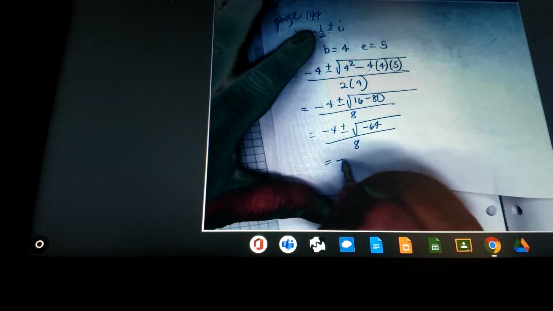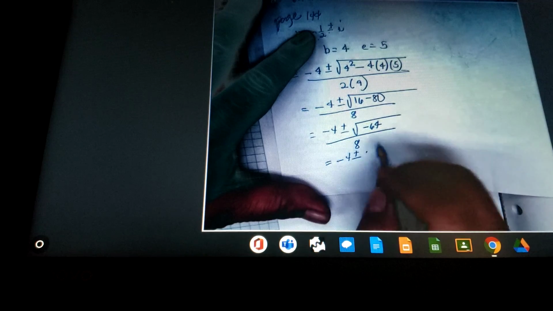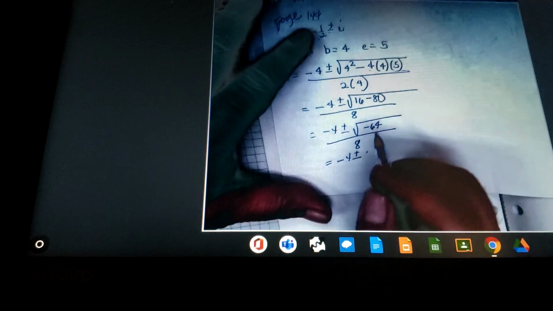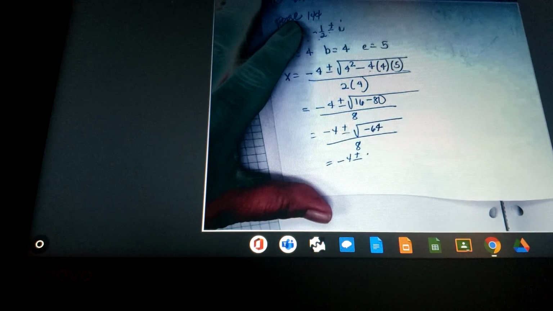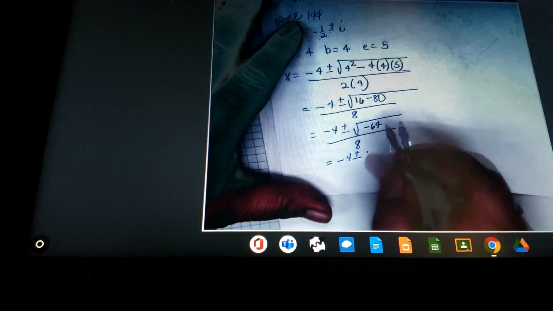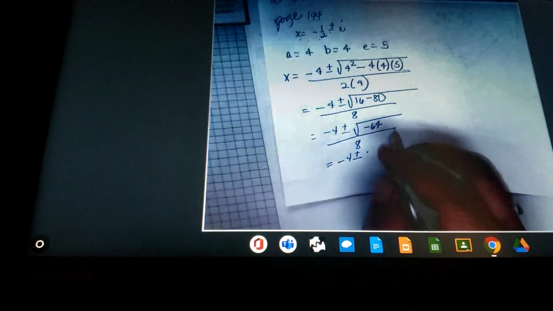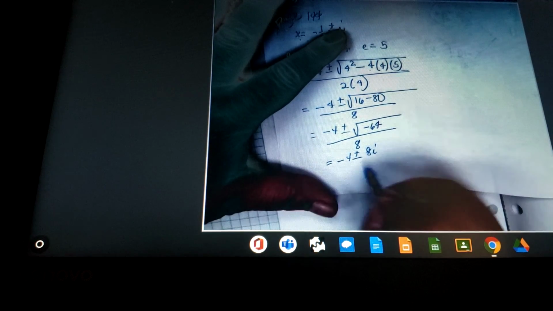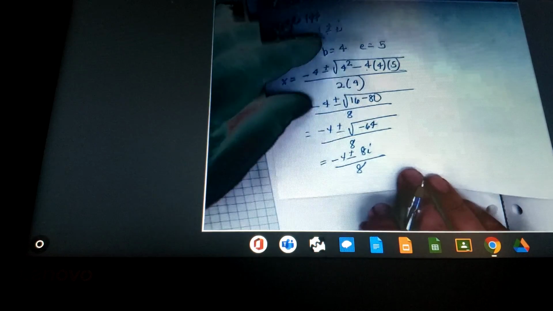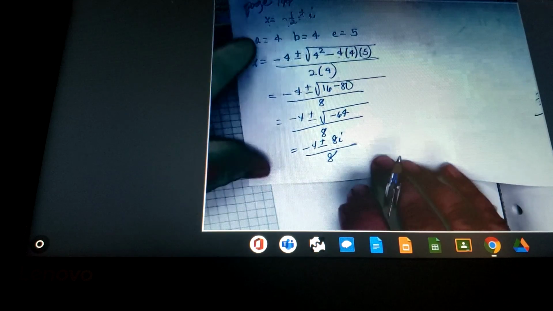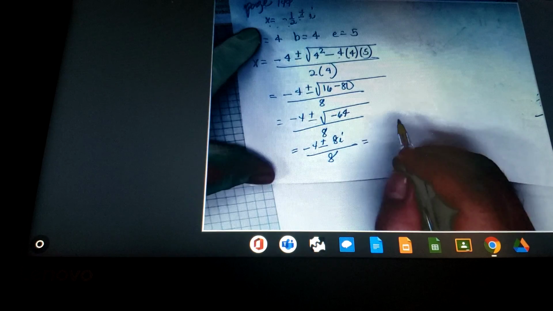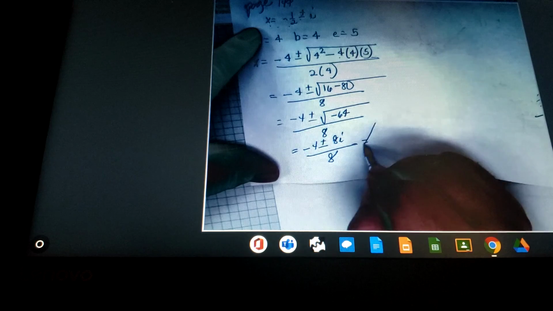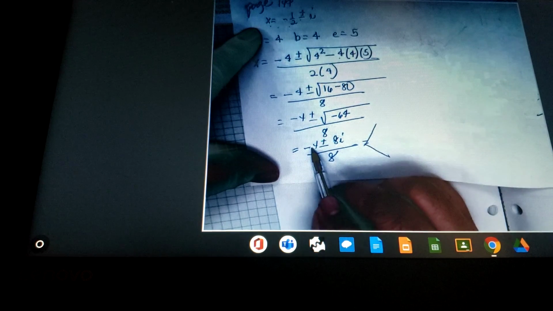So, negative 4 plus minus the square root of negative 64, it could be what? 8i. Okay? So it could be 8i is the answer, over 8. So this one, negative 4.